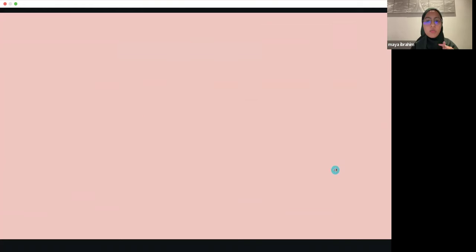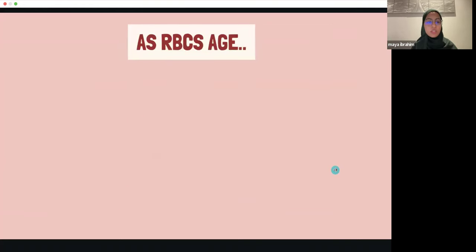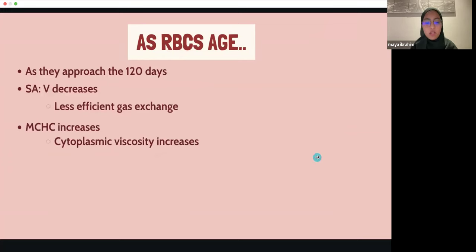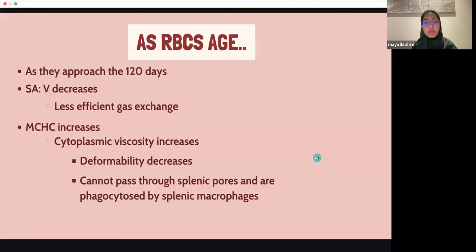And this is seen when red blood cells age. As we said, RBCs only live for 120 days, so when they approach their 120 days, they lose their surface area to volume ratio. There's going to be less efficient gas exchange. MCHC is going to increase. Cytoplasmic viscosity is going to increase. And therefore, deformability is going to decrease. Lastly, they're going to get damaged by this because they can't squeeze through the splenic pores or the vessels. So they're taken up by splenic macrophages.